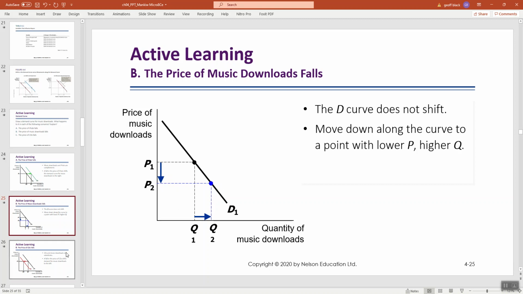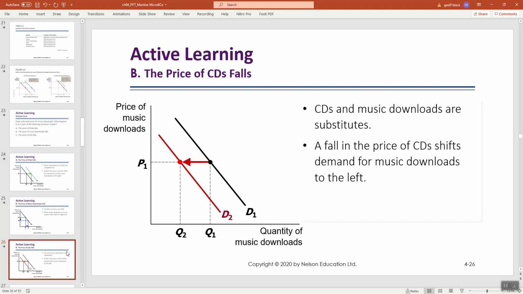Or let's move the curve the other way. Let's say the price of CDs falls. Even though this is 2020, not too many people buy CDs, right? I think vinyl is probably a little more trendy, but not a lot of people are buying CDs. But those who do, if the price of CDs falls, what do you think will happen to the market for music downloads? Well, let's try and put this in context.